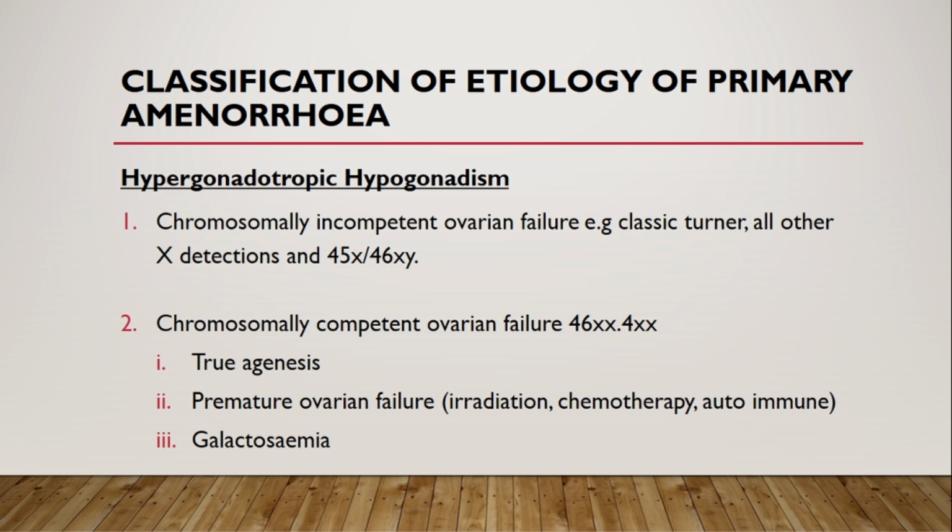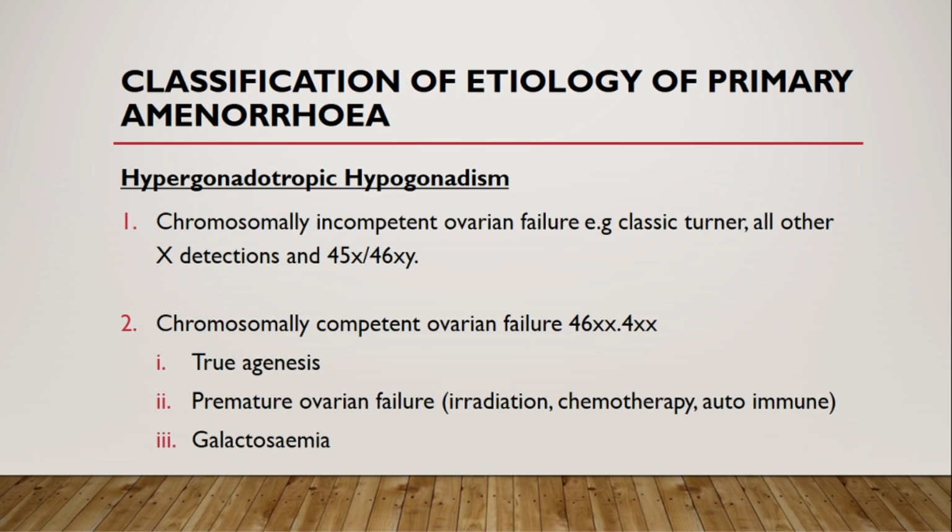The second variety is the chromosomally competent ovarian failure. In this case, these women have 46XX. They have normal chromosomes, but the ovaries cannot respond. And classical examples here are true agenesis. Then we can have premature ovarian failure.